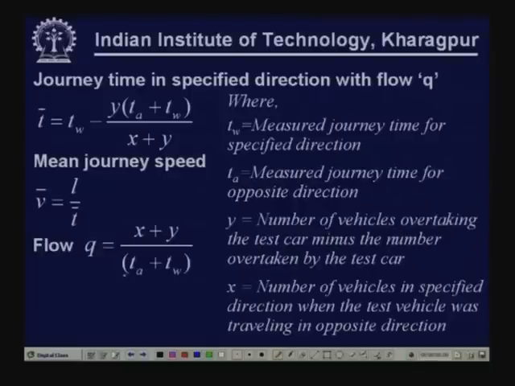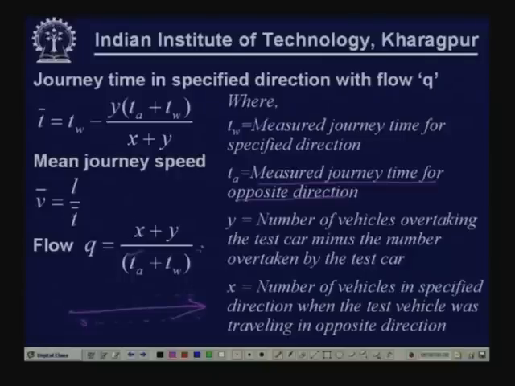What is T A? T A is the measured journey time for the opposite direction. Suppose we are trying to measure the flow in this direction. Measured journey time in the opposite direction means the time when the vehicle is traveling in the other direction, that is T A. T W is the measured journey time for the specified direction, in this direction.